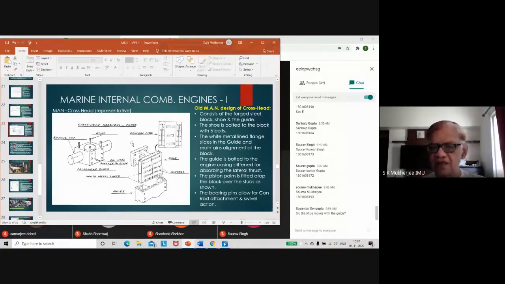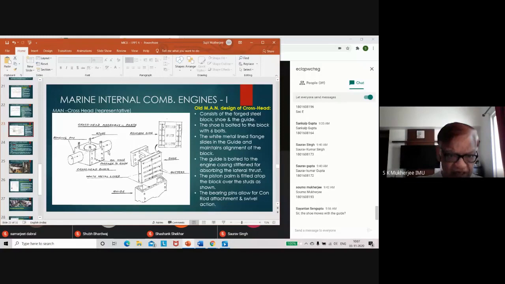Yes, sir, yes. Sayantan Chengupta, you have said the shoe moves with the guide. Guide does not move. Guide is fixed. Guide is fixed to the A-frame. Guide only provides a path for the shoe to move. Okay. That should be easy to understand.